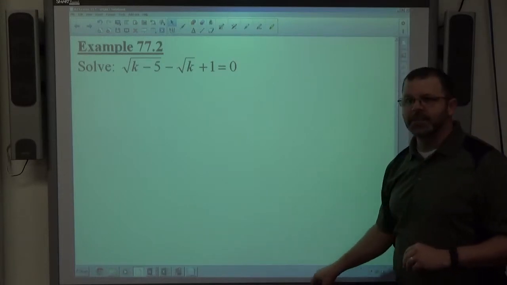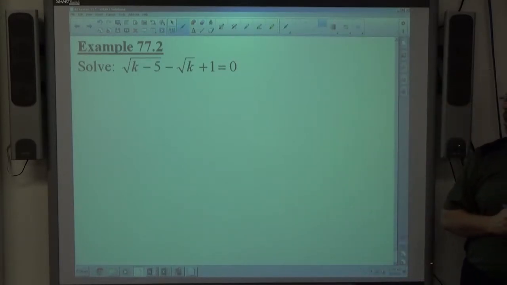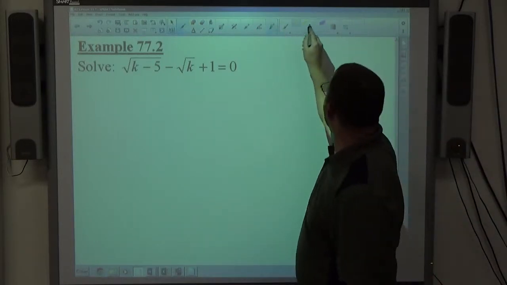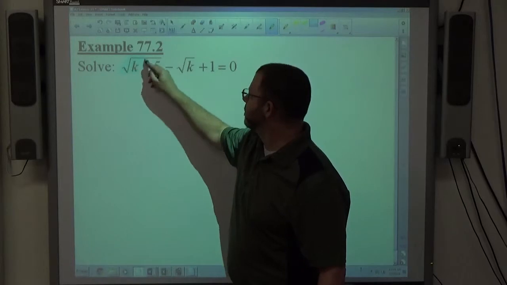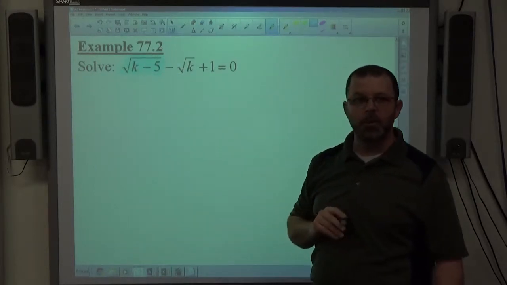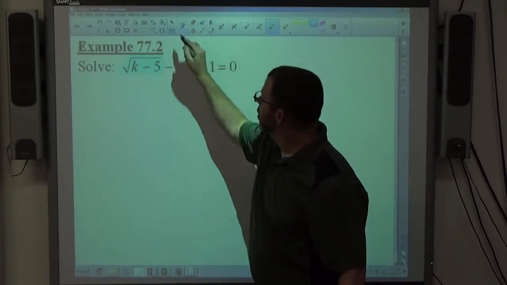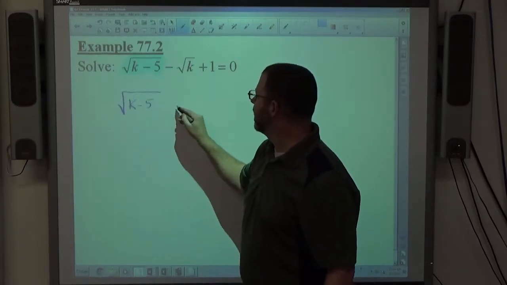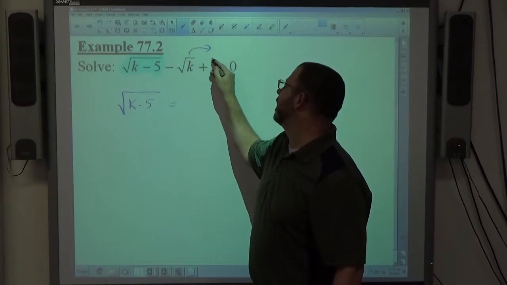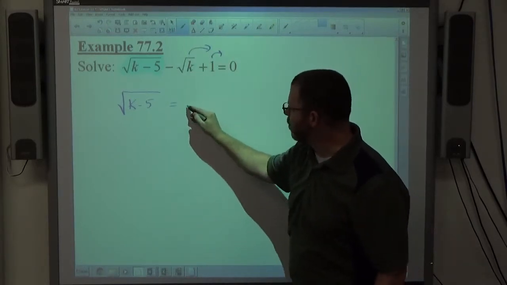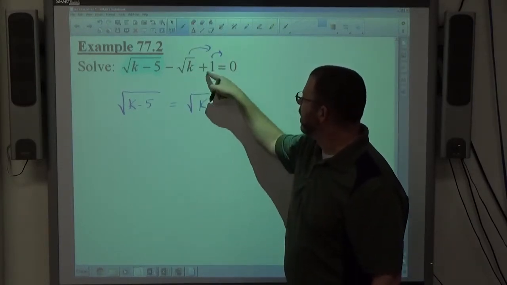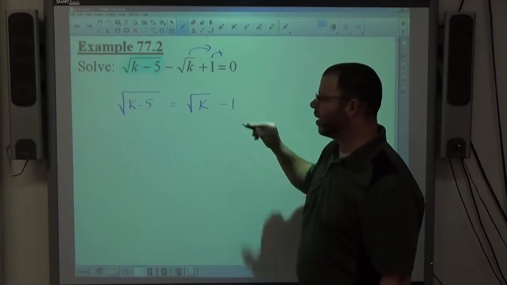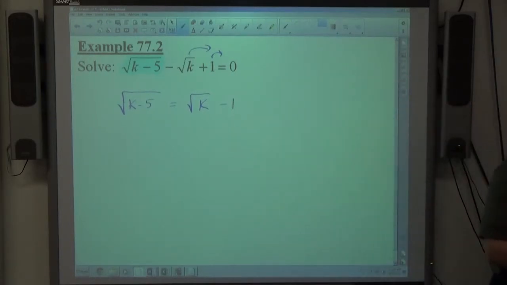What I can do is isolate one of the radicals. Here's my deciding factor on which one I isolate: which one's uglier? The one with more stuff in it. So I'm going to get that one by itself and move everything else to the other side. I get the square root of k minus 5 staying on the left-hand side, equals the square root of k, which was negative, moves over and becomes positive, and the positive 1 moves over, becomes minus 1. Notice that minus 1 is outside the radical, so make sure you write it that way.